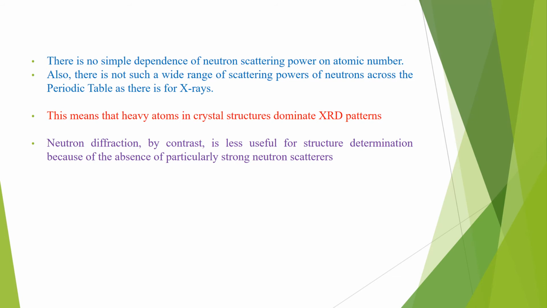Neutron diffraction, by contrast, is less useful for structure determination because of the absence of particularly strong neutron scatterers, but it is good for structure refinement using the Rietveld method because almost all atoms contribute significantly to neutron scattering.